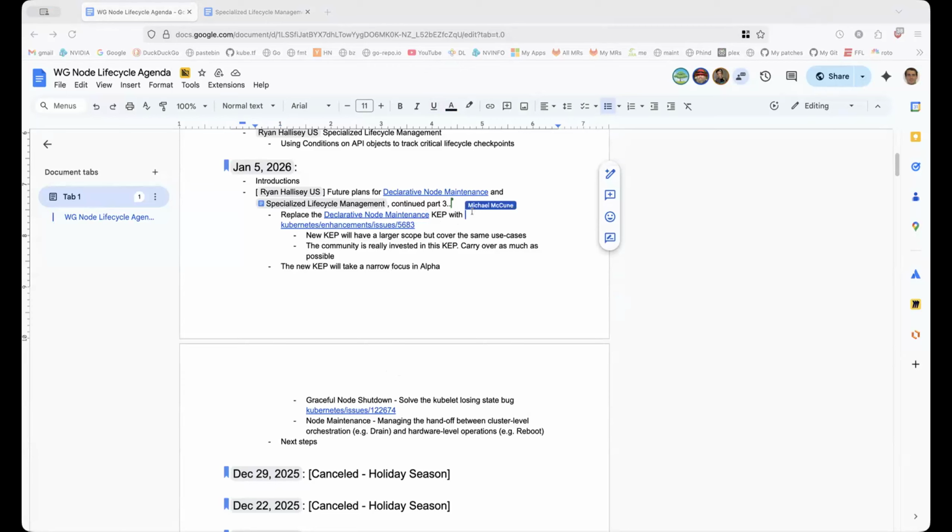So for the introduction, just to go over this again: the future plans for declarative node maintenance and what we have been talking about with this design in the document, specialized lifecycle management. What it stems from is a bunch of discussions at KubeCon about the context around doing node maintenance. I think maybe the way to put it is that there's some concern about the scope of thinking about maintenance in terms of the node.